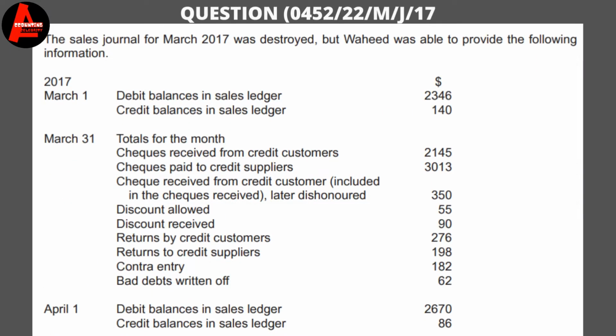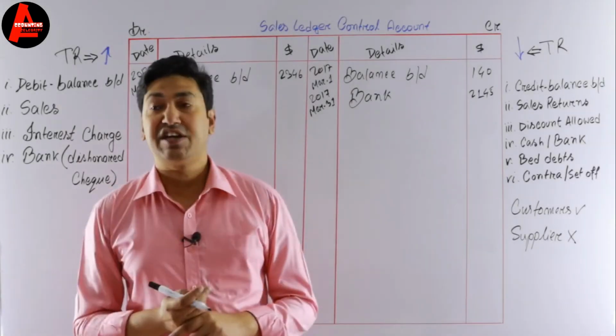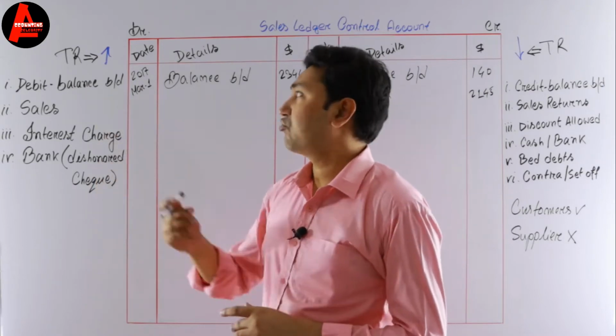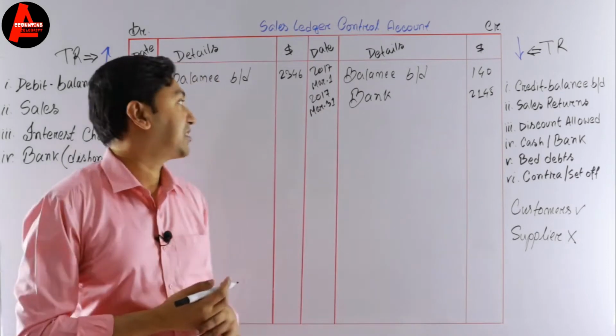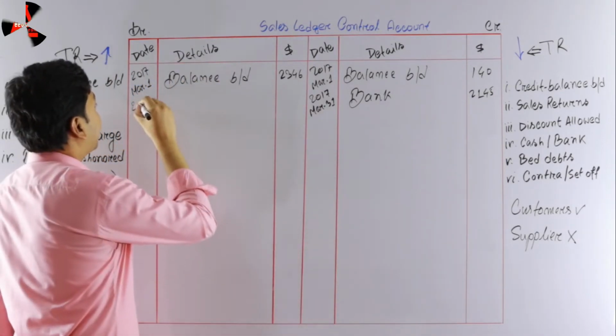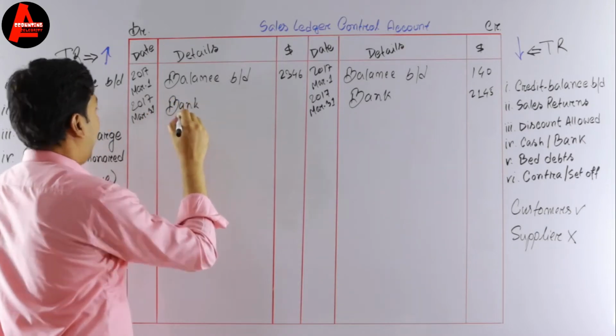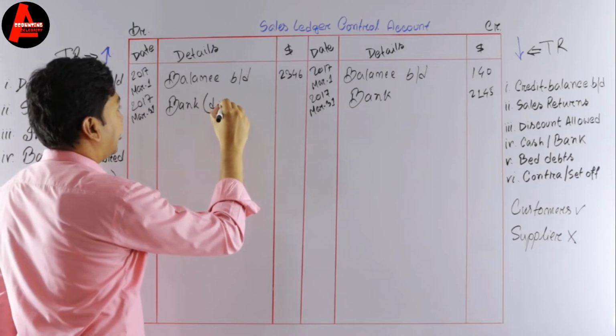Next we have cheque paid to the credit supplier. No, supplier items will not be entered in this account. Don't forget. Next, cheque received from credit customer included in the cheque receipts was later dishonoured, $350. So what is a dishonoured cheque? A dishonoured cheque will increase the value of trade receivable, so we have to record it in the debit side. Let us write 2017 March 31st. We record it as bank, and in the bracket, if you want to write dishonoured cheque, that is also fine.